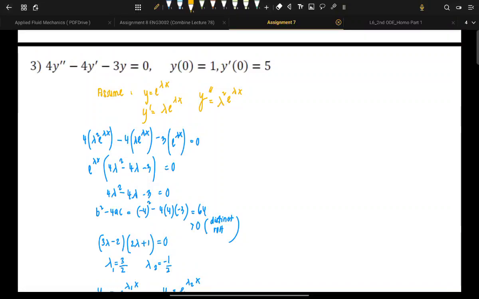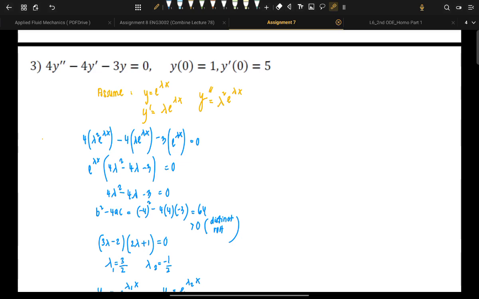Okay, Assalamualaikum. I want to share about the second ODE, from lecture 6, ENG3002. Before we start, these are our questions, stated here. How do we know this is a second ODE? We can find it here, which is y double prime, or d squared y over dx squared.